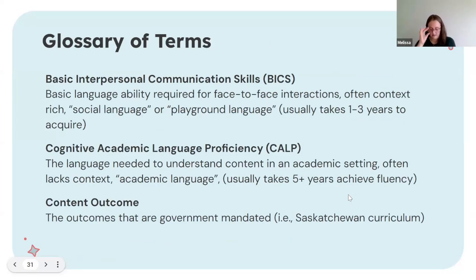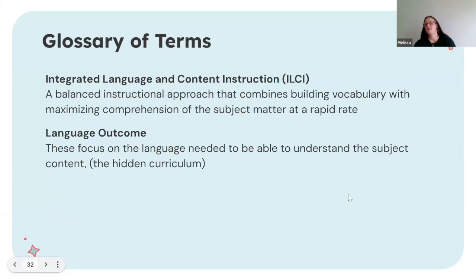The key terms from this presentation have been included on the slides and your summary sheet. We have basic interpersonal communication skills, or BICS, your playground language. We also have cognitive academic language proficiency, or CALP, your academic language. We have content outcomes, which are also our content goals or the curriculum. Integrated language and content instruction, ILCI. Language outcomes or language goals, our hidden curriculum that we're bringing to the forefront using ILCI.